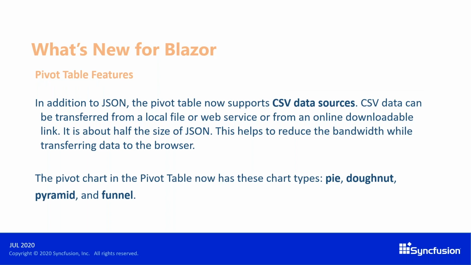In pivot table, we had JSON data source support, whereas we have now provided CSV data source support. Considering the size of JSON and CSV, CSV will take only half the size. This helps you to reduce the bandwidth while transferring data to the browser. The pivot chart in the pivot table now supports these chart types: pie, donut, pyramid, and funnel.